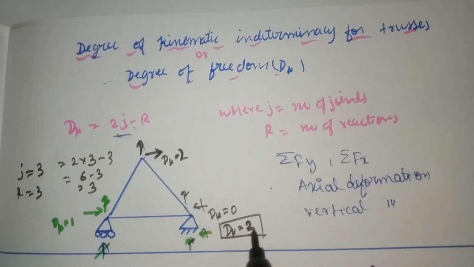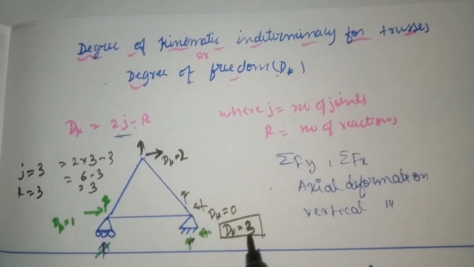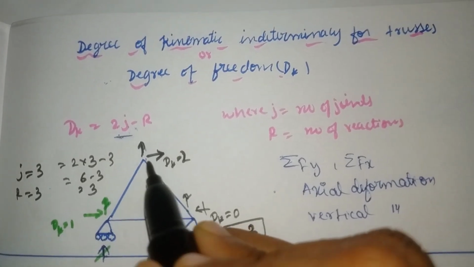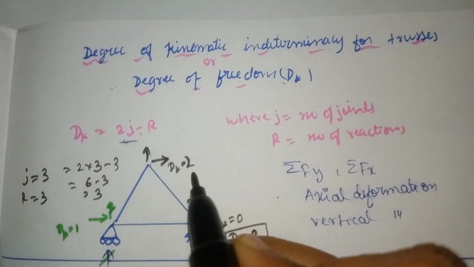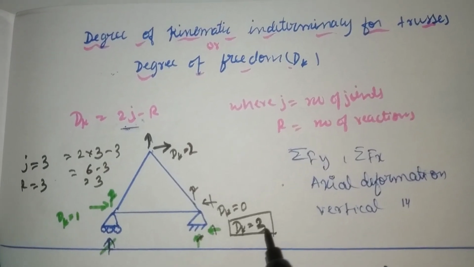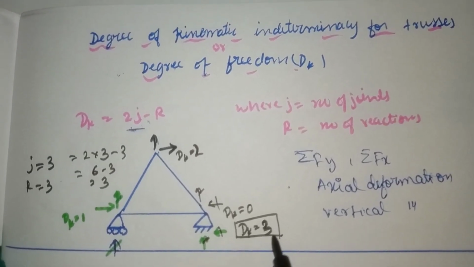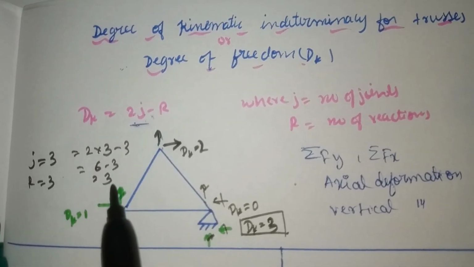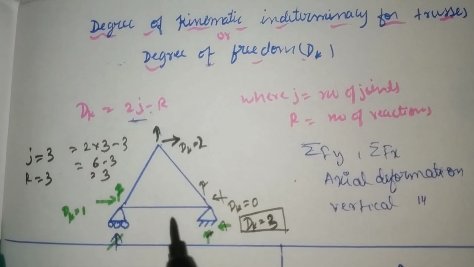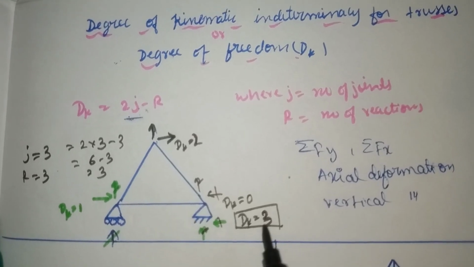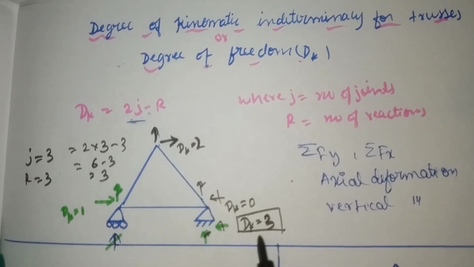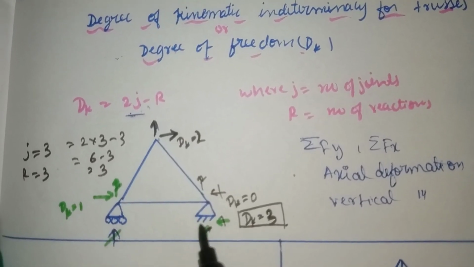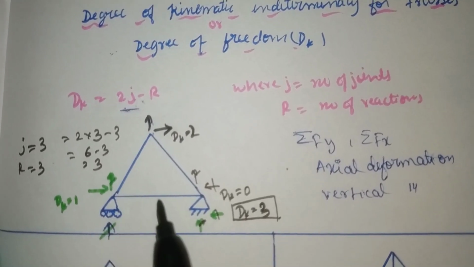So both answers will be the same. Make it 3, not 2. Here at the roller support our dk value is 1, and at this joint our dk value is 2. So 2 plus 1 is 3. So when we calculate by using this formula, our answer is 3, and if you do it manually, our answer is also 3. So both answers will be the same. You can use this formula, or you can calculate by simply remembering these values. You can also calculate manually.